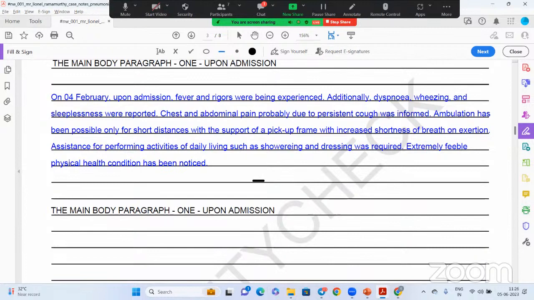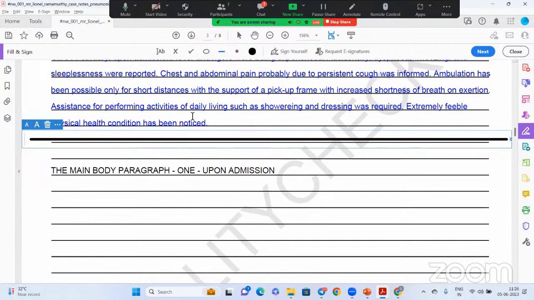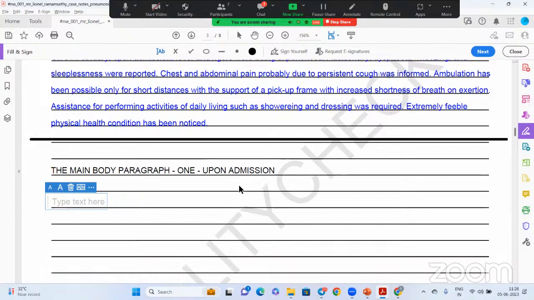Yeah, main body paragraph. So here you write what has happened in the hospital. Okay. What has happened in the hospital? Next. So what happened in the hospital? We are going to write what happened in the hospital.